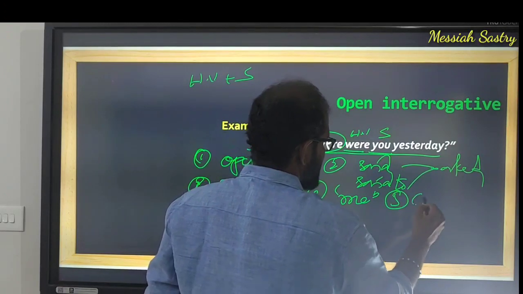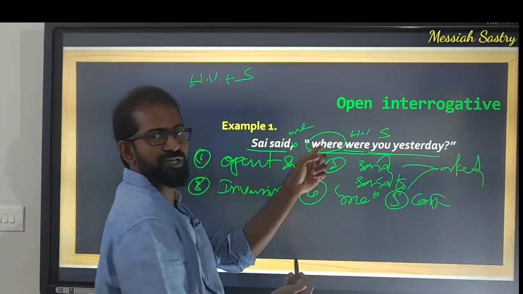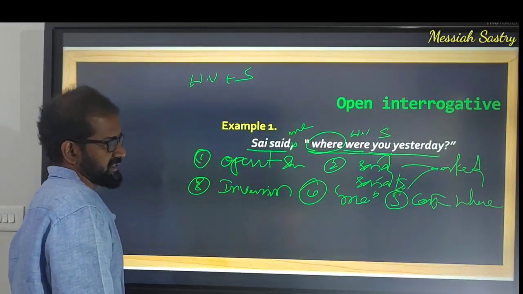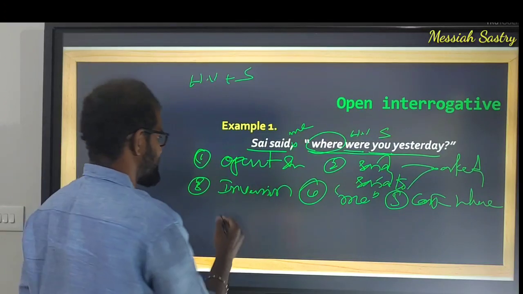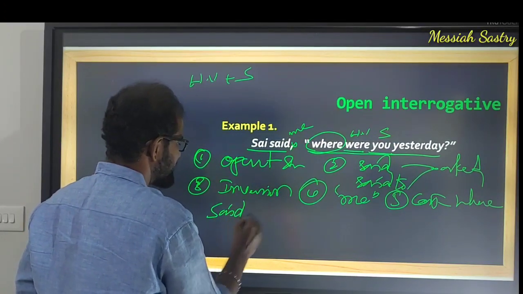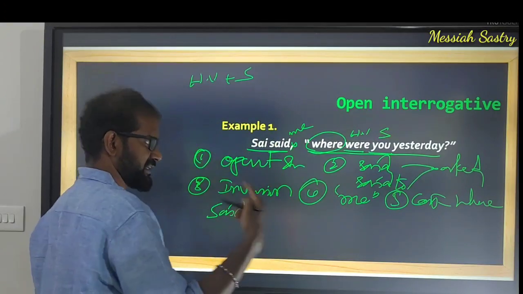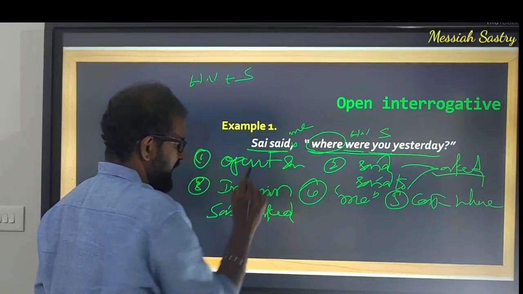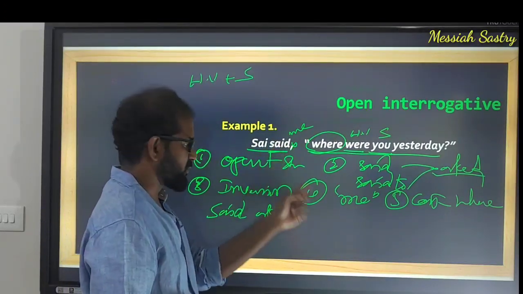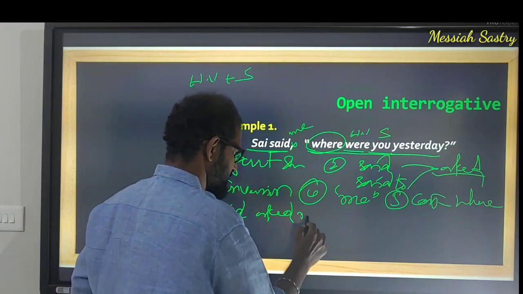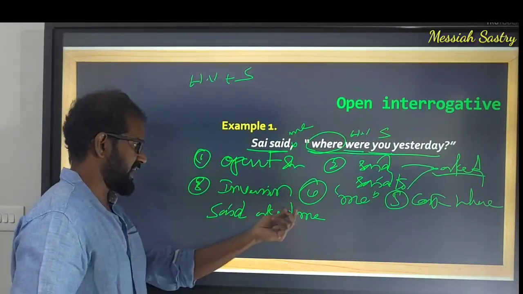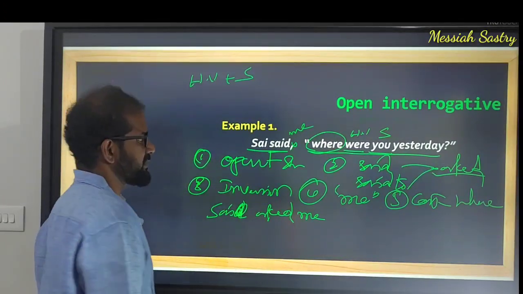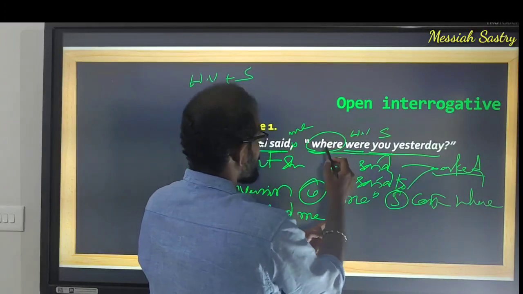And the fifth one, conjunction, same question word. What is the question word here? Where. So we use where as the conjunction. Let's change the sentence. Sai, whether it is said or said to, asked. Sai asked. As there is no listener, I told you, use me as a listener. Sai asked me. As a conjunction, same question word, where.